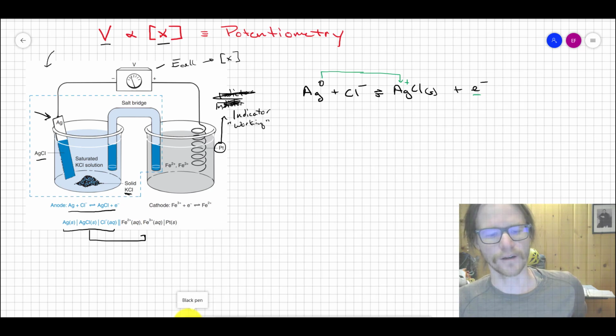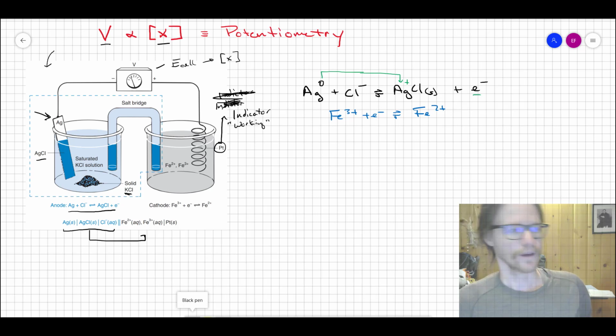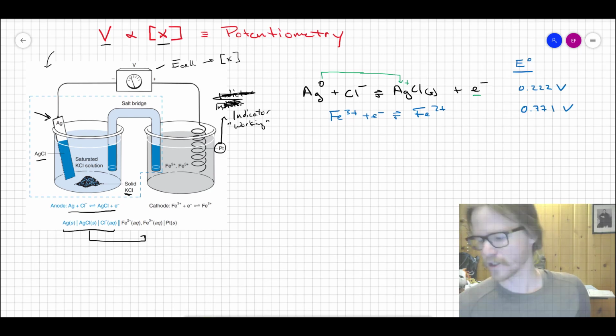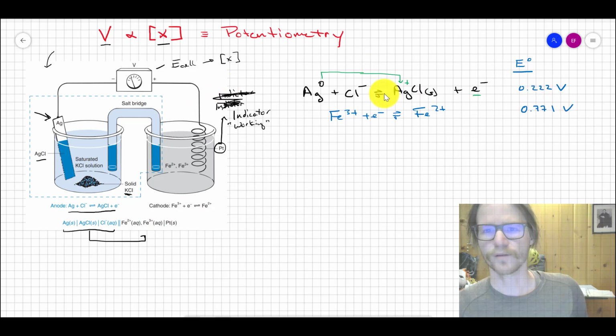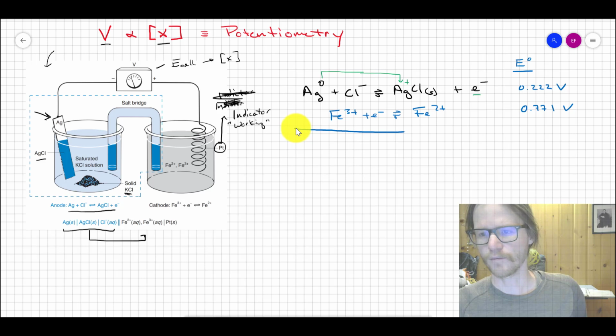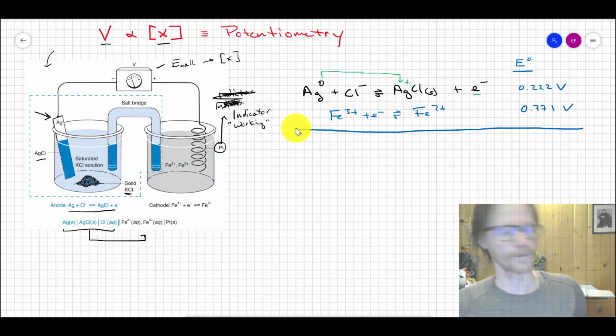And then in the right cell, because if this is an oxidation, then the second step needs to be a reduction. So that would have to be iron 3 plus an electron proceeds to make iron 2 plus. So we can look up the E naughts for both of these, which just comes straight from the table. For the silver chloride reaction we have 0.222 volts, and for the iron 3 to iron 2 we have 0.771 volts. I didn't fudge those in any way yet. Those come straight off the table as written as reductions.